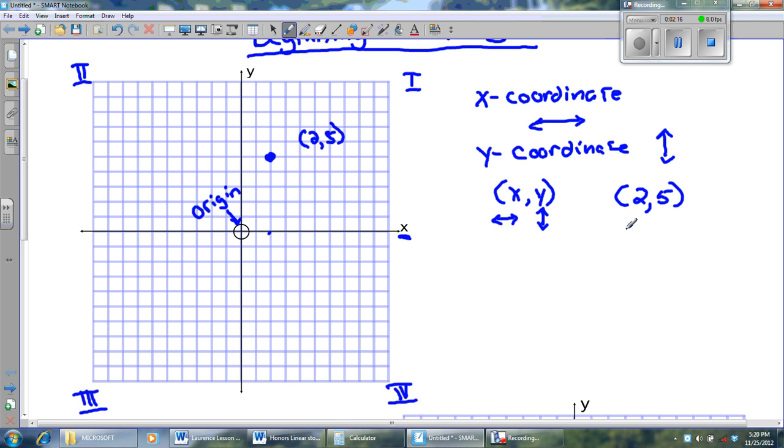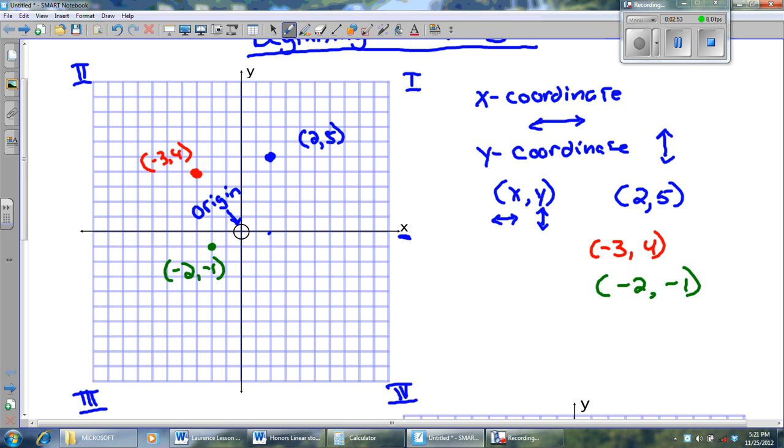Okay? If the point were something like, say, negative 3, 4, we would go 3 in the negative direction in that for x, and then up 1, 2, 3, 4 for the y value. So that would be negative 3, 4. Okay? If we had the point, say, negative 2, negative 1, we would go negative 2 in the x direction and then negative 1 in the y direction. And there we go, negative 2, negative 1.